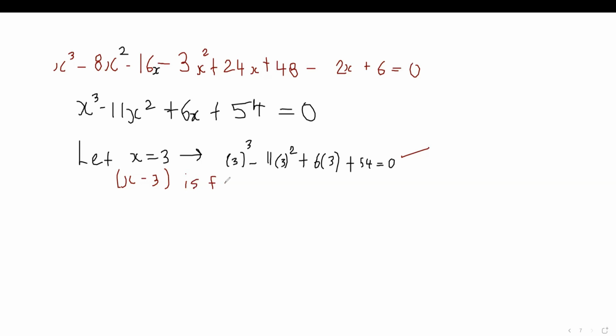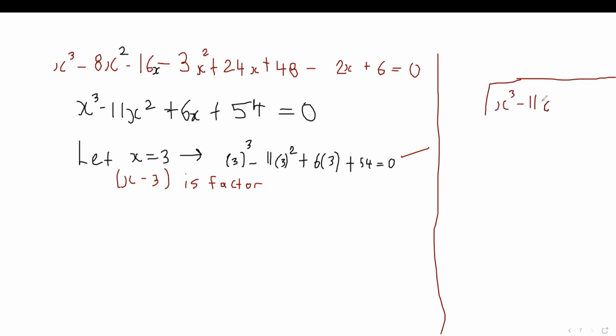Now, since x minus 3 is a factor, we can do our polynomial division. I'm going to do the division over here, and then we can write our answer under. So doing the division over here, we're going to divide x cubed minus 11x squared plus 6x plus 54, and we're dividing it by x minus 3, because that's the factor.